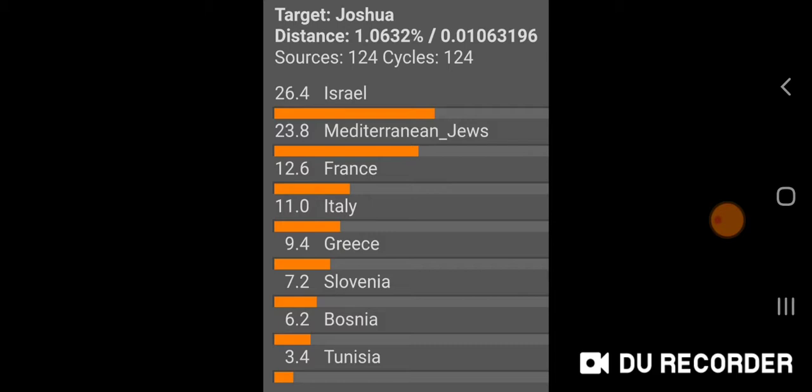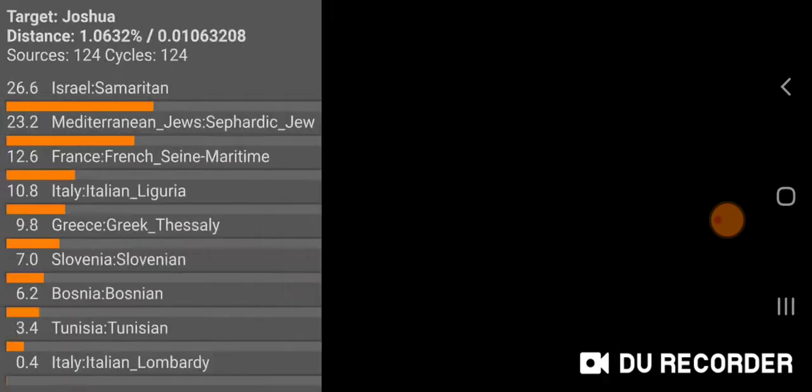And as you can see, the distance is pretty good. It's a little bit more distance for unscaled, but it's still pretty good distance. And as you can see, I used 124 reference populations.